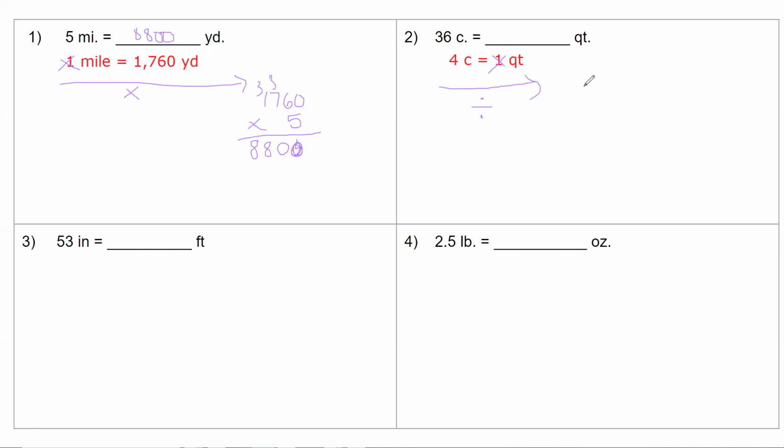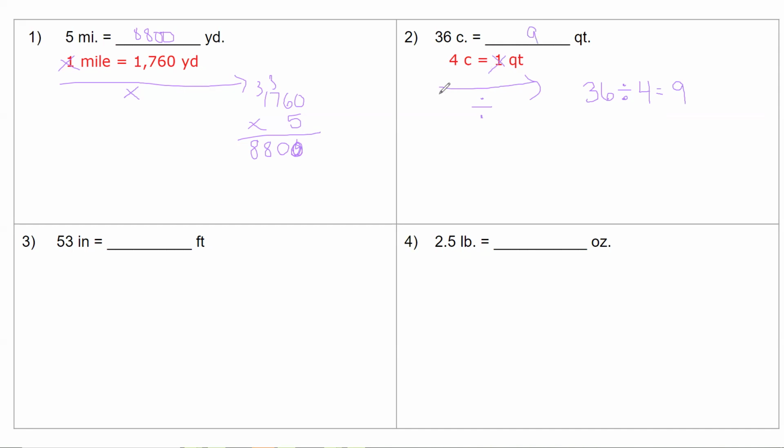So our division problem is 36 divided by 4. This one's not that hard. If we know our multiplication facts for 4s, we know that 4 times 9 is 36. So our fact family here is 36 divided by 4 equals 9.